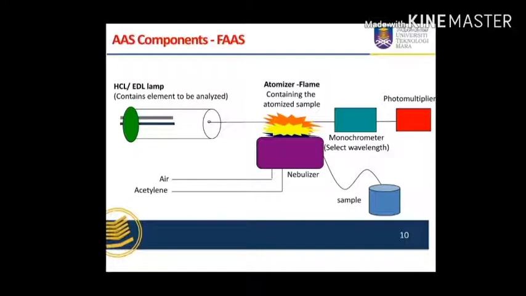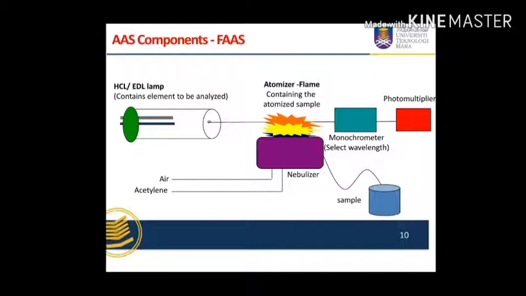We have two types of AAS. The first one is flame AAS and the second one is graphite furnace AAS. The only difference between these types of instrument is the atomizer. For flame atomic absorption spectroscopy, we use a flame to atomize the sample. You can see here the combination of fuel and oxidant, acetylene and pure air, or acetylene with nitrous oxide, to generate a high temperature around 2500 to 2700 degrees Celsius, while graphite furnace atomic absorption spectroscopy uses a graphite furnace to electrically heat the sample into atoms.